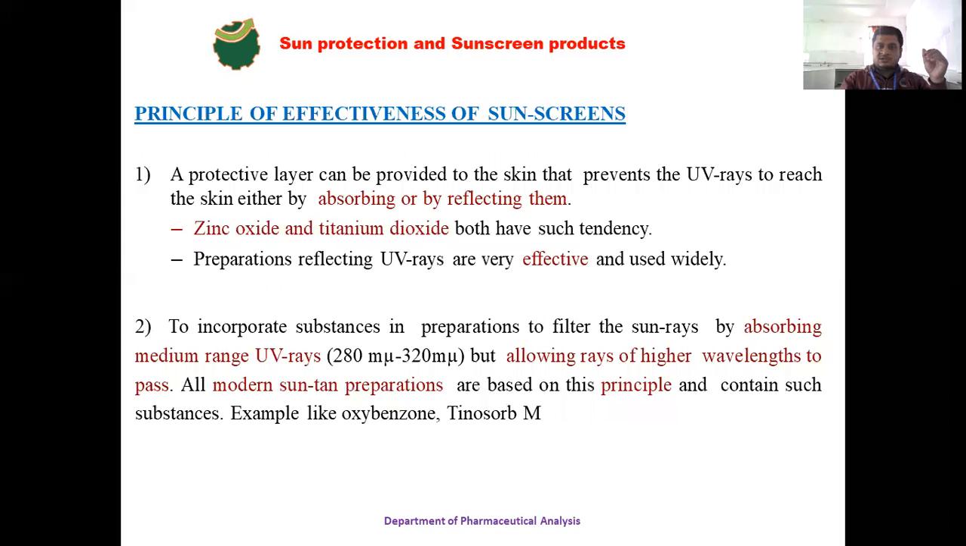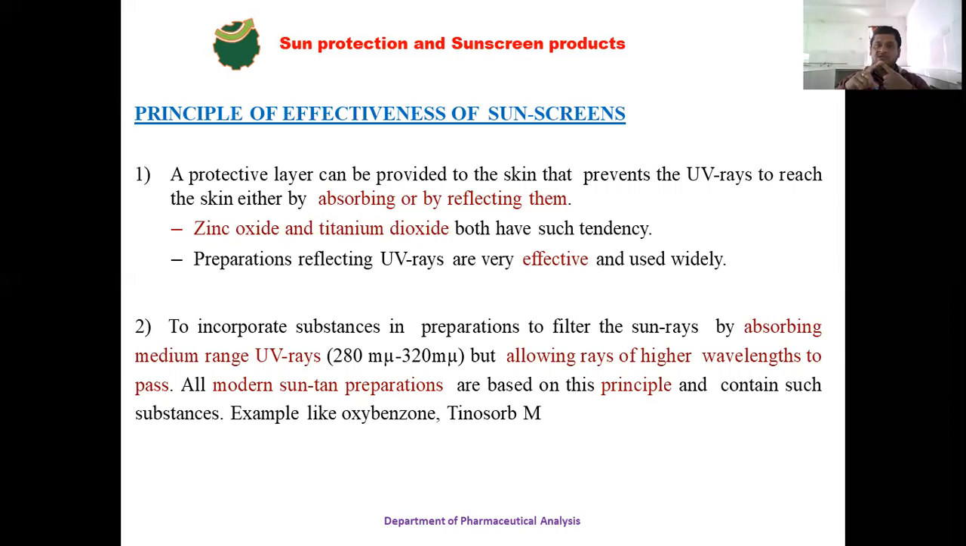Now coming to the next slide. This is the main important part of a sunscreen preparation. What are the main principles or mechanisms involved in sunscreen preparation? Meaning how the sunscreen product, or sunscreen agent, or sunscreen substance works. Whether it will absorb, whether it reflects back. So how does the sunscreen product work to protect our skin?